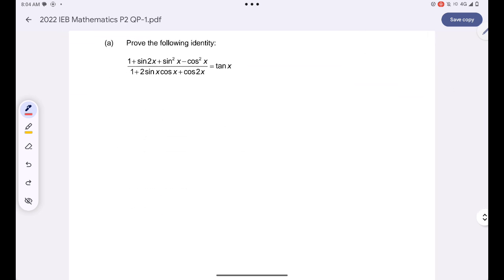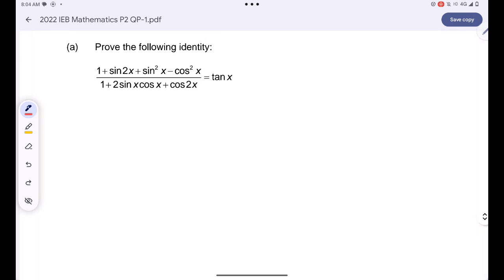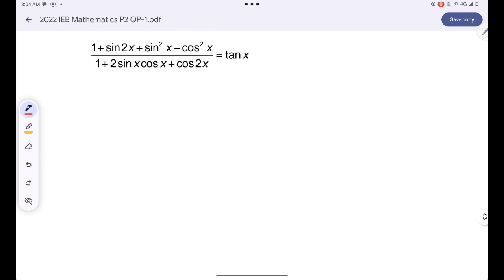Okay, question 11. We are supposed to prove the identity. We are given 1 plus sine 2x plus sine x minus cos x all over that thing is equal. We must show that the left hand side is equal to the right hand side. Whenever I prove identities, guys, you must always start with the most complicated side. Are you together? So on the left hand side, yes, I'm given the left hand side, right?